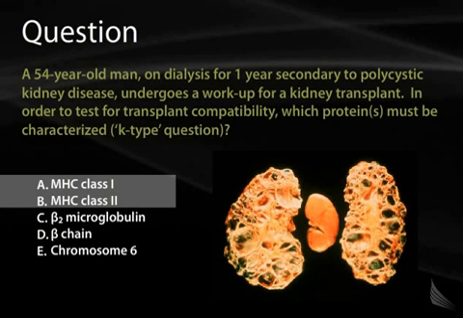Beta-2 microglobulin, as we mentioned, is something that's constant. It's the same for everybody. Beta chain would not be specific enough in order to test for compatibility, and chromosome 6 would be far too broad.